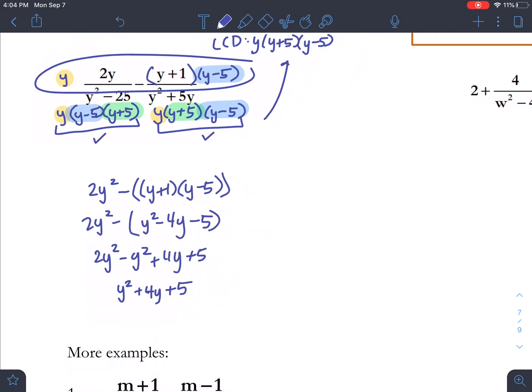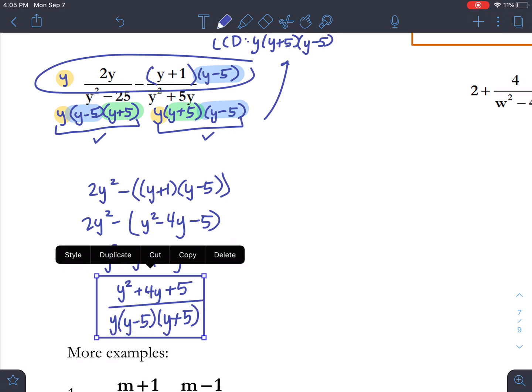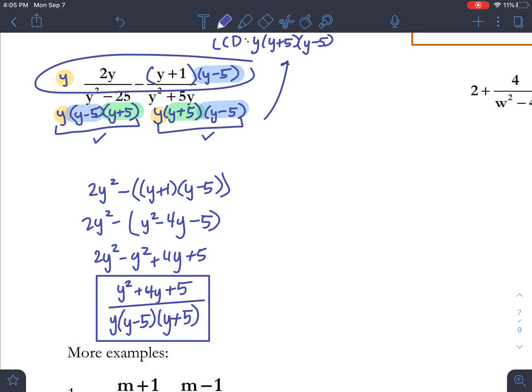Okay, and so from here, again, I have my numerator all combined. Excellent. And then I go and I write my LCD back in. Okay, and I think, can I factor this? Anything multiply to 5 and add to 4? No. So again, this is actually it. So that is kind of the end of that problem there. And that's all we can do.